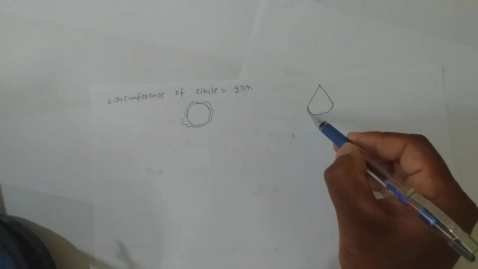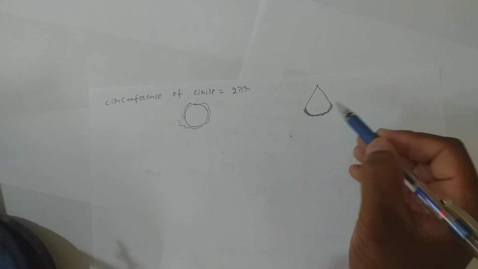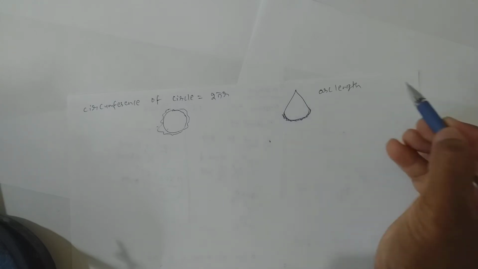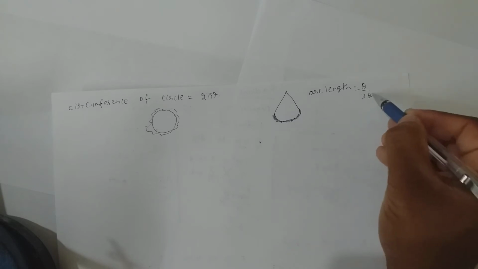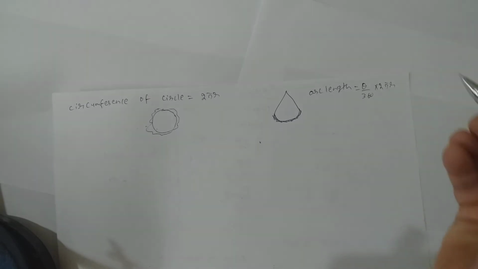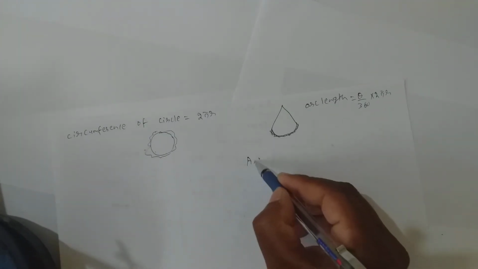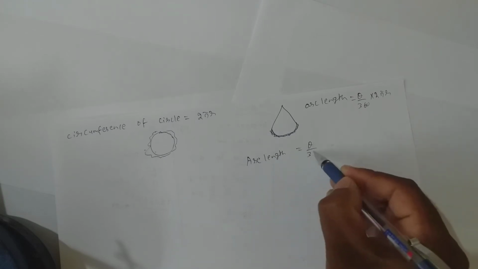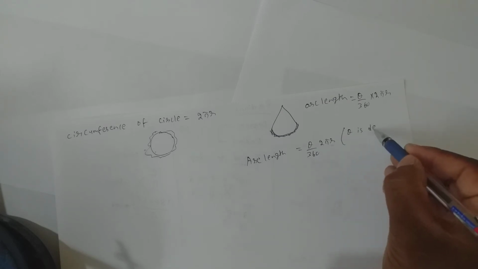So how much will this length be? We are talking only about the length of the arc. So how much will that arc length be? The formula is theta by 360 into 2 pi r. Clear? Arc length equal to theta by 360 into 2 pi r. What is the condition here? Theta should be in degrees.